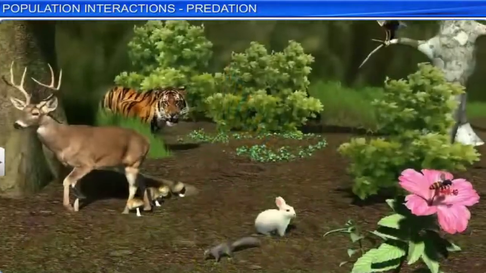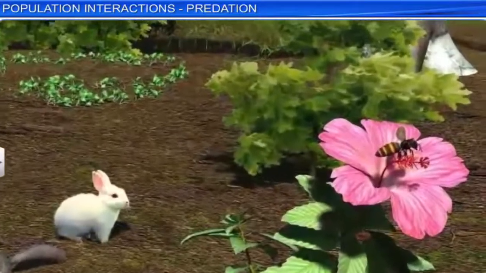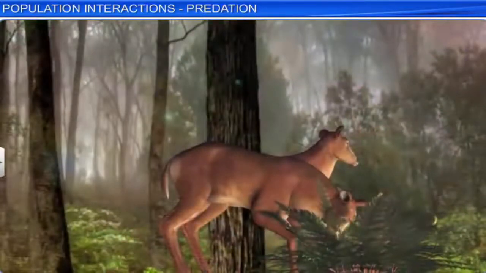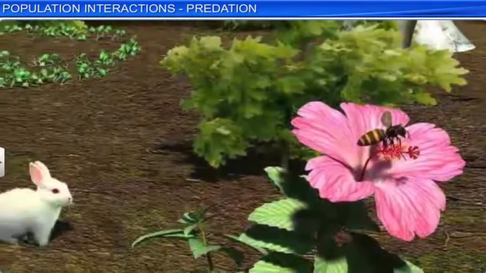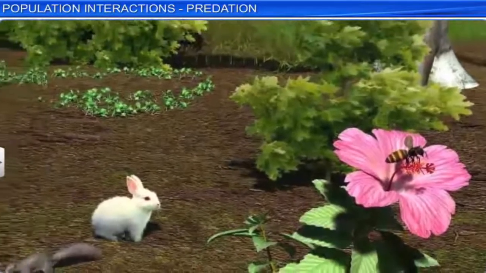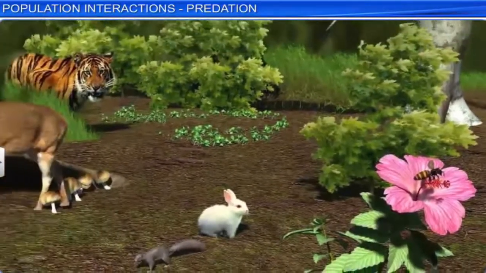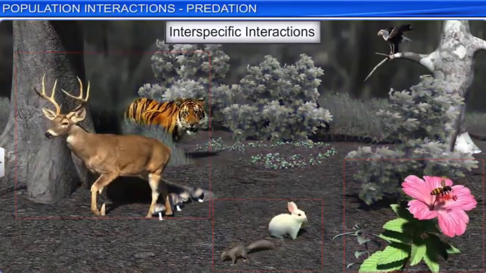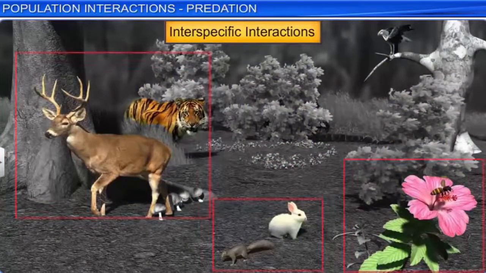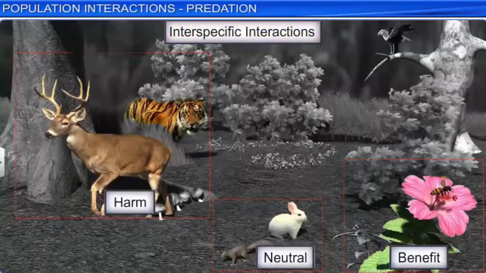Just as plants depend on animals for their existence, animals too depend on plants directly or indirectly for their survival. As a result, in any habitat, plants, animals and microbes interact in various ways to form a community. When populations of two different species interact, it leads to interspecific interactions. Such interactions may benefit, harm, or have a neutral effect on one or both species.